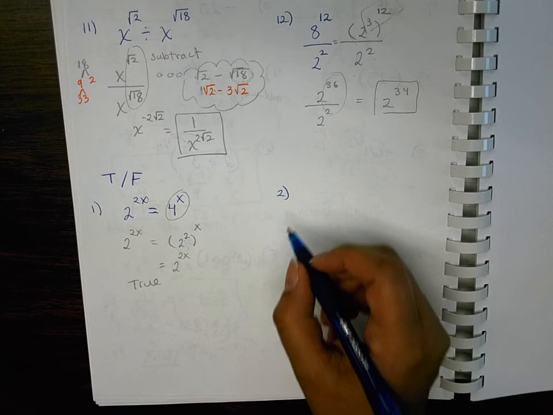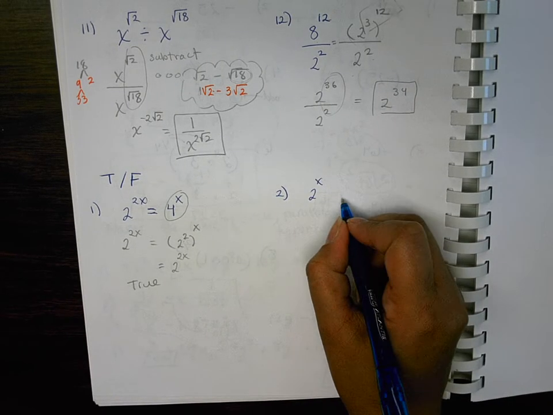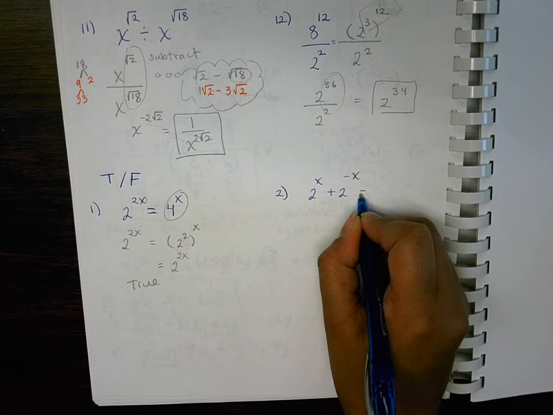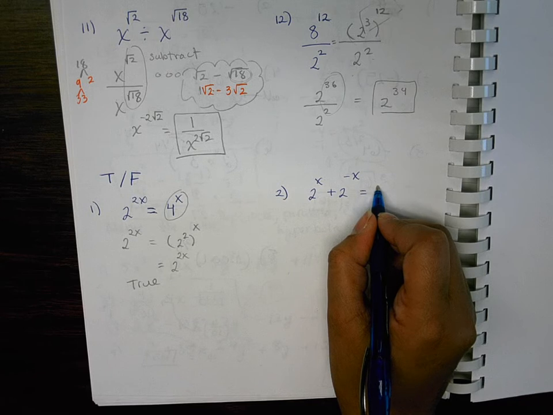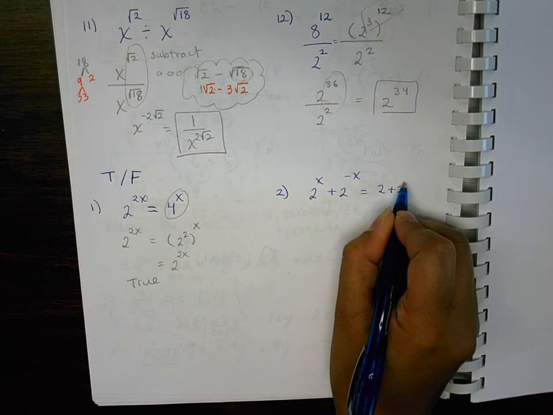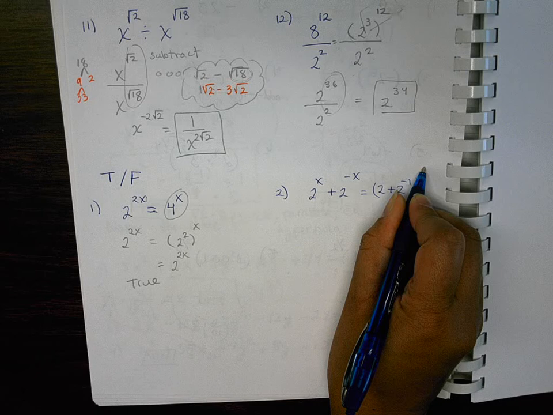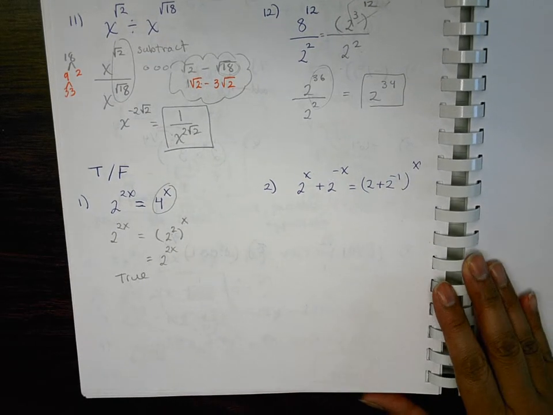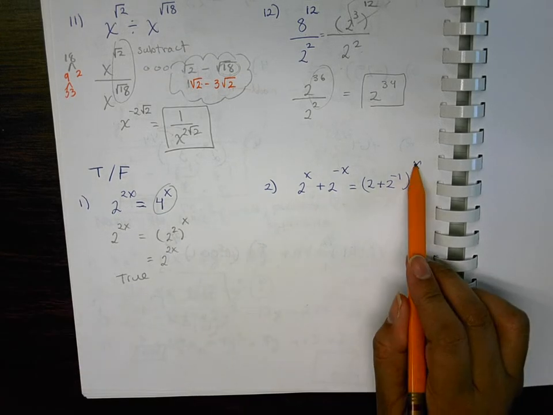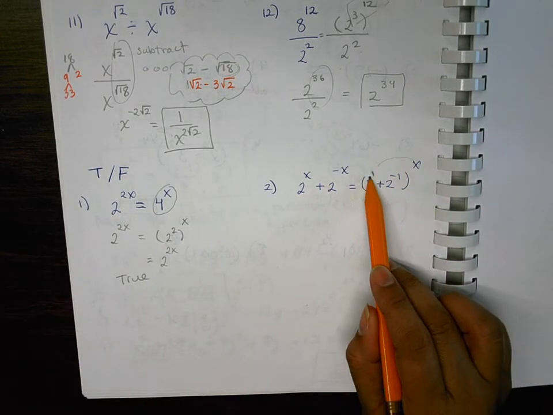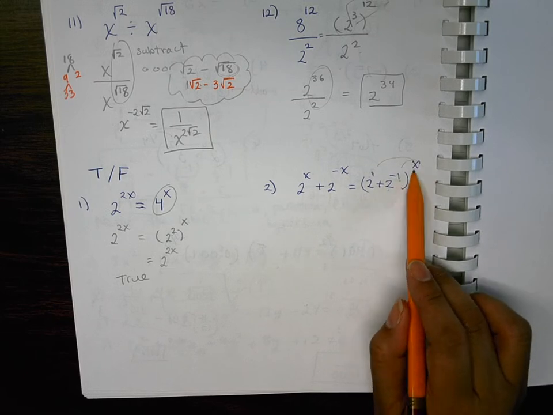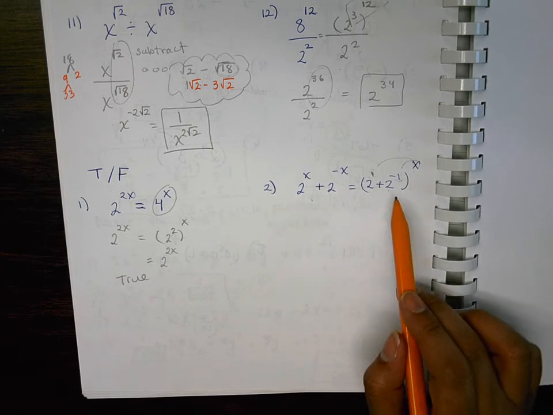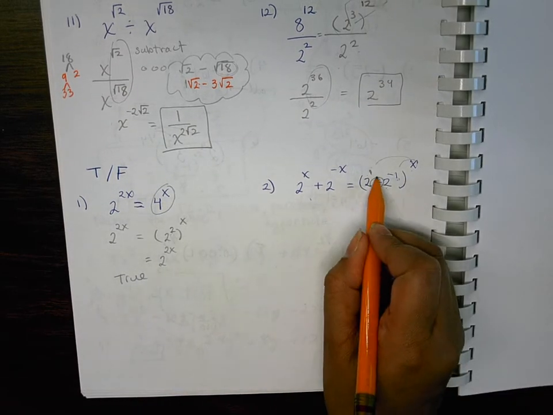Number 2. 2 to the x plus 2 to the negative x equals 2 plus 2 to the negative 1, raised to the x. It's false. They're pretty much asking you about properties here, like is this a property we have where we can distribute this exponent and call that 2 to the x and that's 2 to the negative x. Do you guys agree if I were to distribute I would end up with this? Is it mathematically correct to distribute when there is a plus sign inside parentheses?